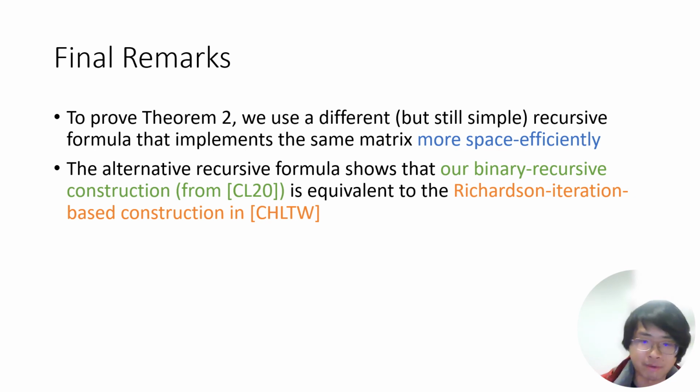So finally, we want to give some final remarks. First, to prove theorem 2, we'll use a different recursive formula that implements the same matrix more space efficiently. It's not the same binary recursive formula that we saw in the previous slide, but in the analysis, we still use the binary recursive formula. It turns out that this alternative recursive formula shows that our binary recursive construction is actually equivalent to the Richardson iteration-based construction by Chen et al. We found this really surprising because the two analyses seem very different, but they are actually equivalent.